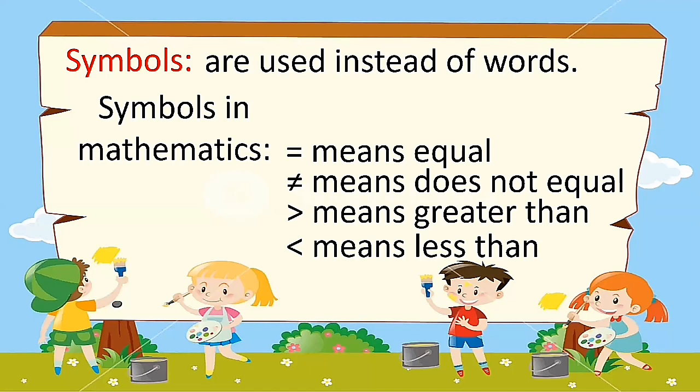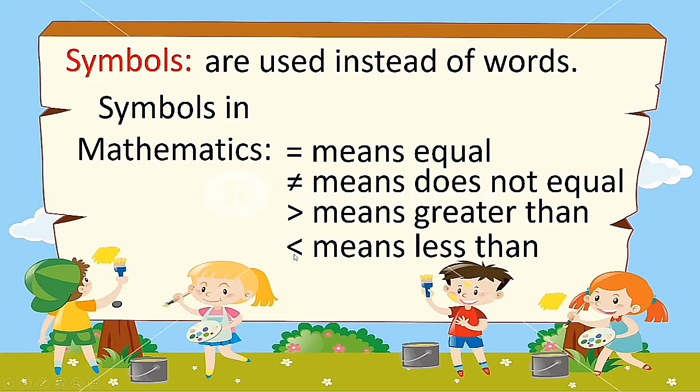Kindly repeat after teacher. Symbols are used instead of words. Symbols in mathematics. Okay, the first one here means equal. The next one here means does not equal. And the third one means greater than. And the last one means less than.